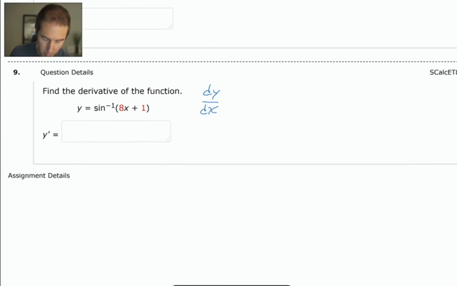So dy dx, or y prime, equals, and then the derivative of the inverse sine function is 1 over the square root of 1 minus the argument 8x plus 1 squared, and then we have to use the chain rule and multiply by the derivative of the inner function, which is simply 8. That's the derivative of 8x plus 1.